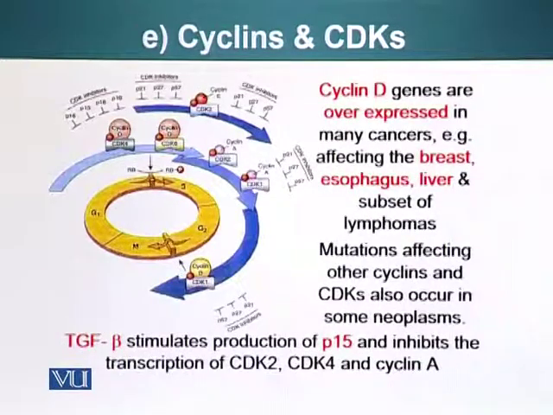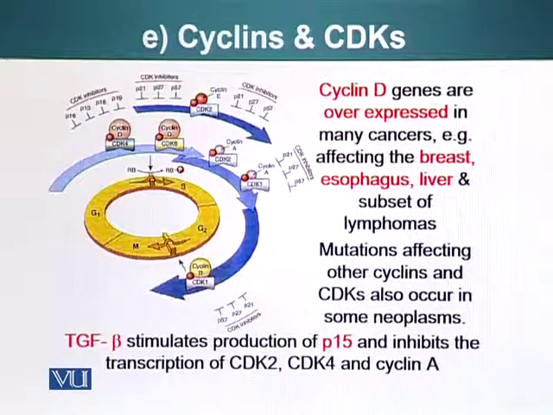Cyclin D genes are overexpressed in many cancers, for example, the ones affecting breast, esophagus, liver, and a subset of lymphomas. Mutations affecting other cyclins and CDKs also occur in some neoplasms.